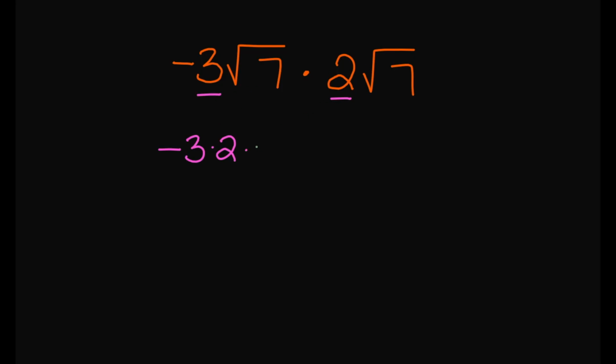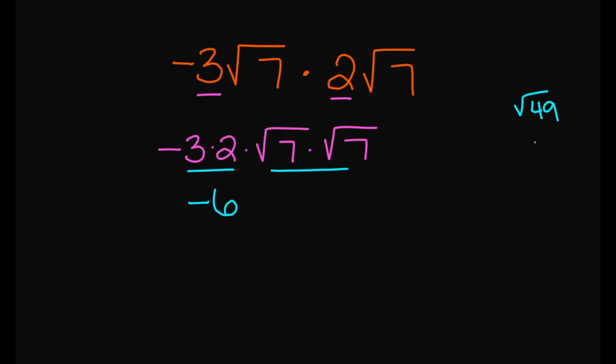Negative 3 times the square root of 7 times 2 times the square root of 7. So we are going to multiply our coefficients here. So negative 3 times 2. And then we have the square root of 7 times the square root of 7. Negative 3 times 2 is going to equal negative 6. The square root of 7 times the square root of 7 is going to equal the square root of 49, and the square root of 49 is going to equal 7. So we know the square root of 7 times the square root of 7 is going to equal 7.